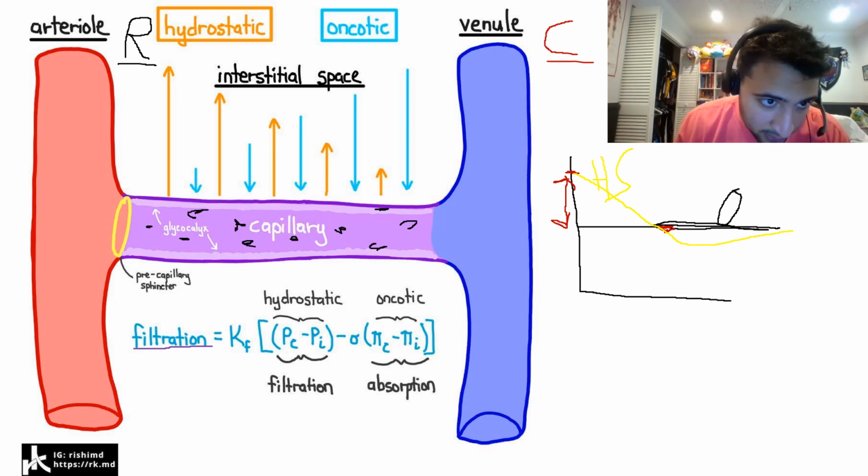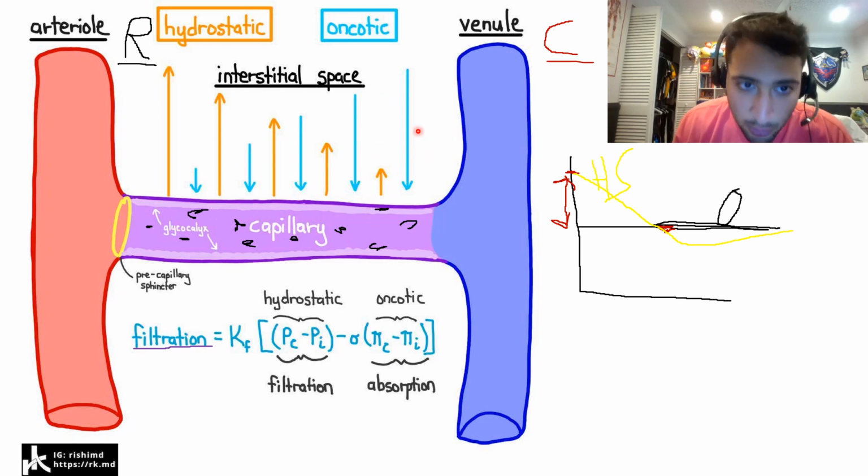So how much is the fluid in this capillary pushing on the wall versus how much fluid in the interstitial space is pushing on this wall, and the difference between those is going to be the total hydrostatic pressure. And then you have the amount of protein in the capillary that has its own suction force into the capillary, and then you have the protein in the interstitial space, which has its own suction force into the interstitial space. And the difference between those is your net oncotic pressure.